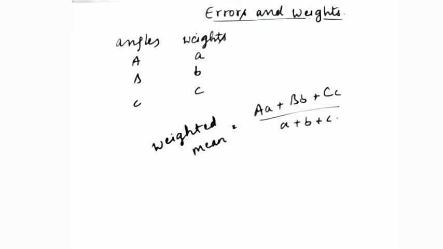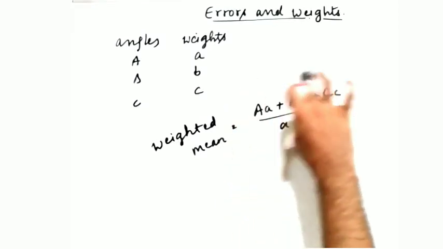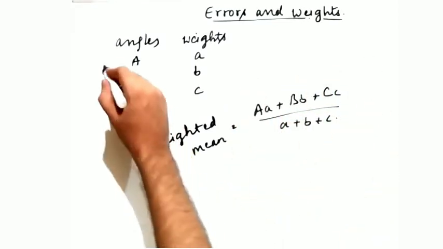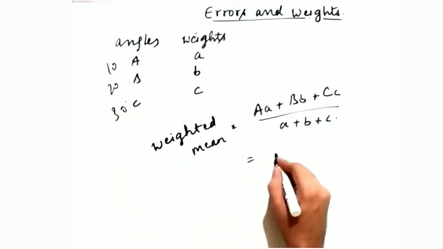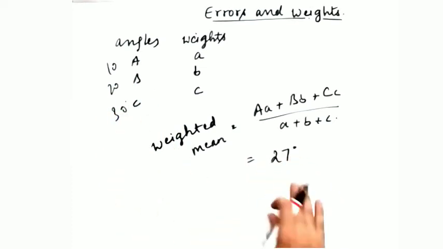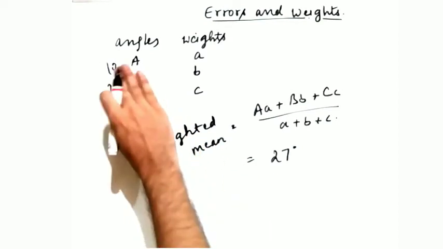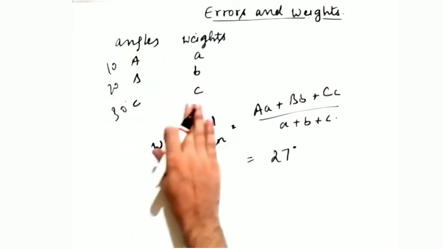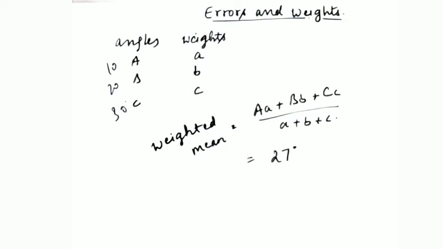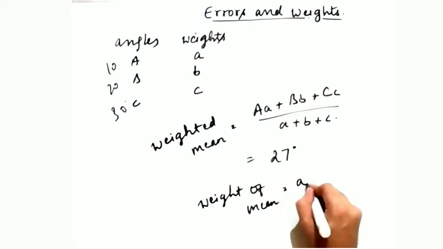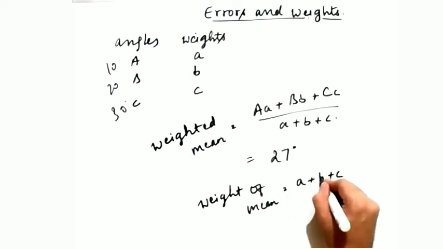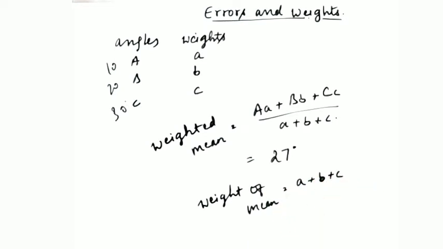And what will be the total weight of the mean? This mean will be a quantity. Suppose अगर ये 10 डिग्री होता, ये 20 डिग्री होता, ये 30 डिग्री होता, तो आपका weighted mean सपोज कीजिए 27 डिग्री आता, तो इसका भी तो कुछ वेट होना चाहिए. लाइक 10 का वेट था a, 20 का वेट था b, 30 का वेट था c. इसका भी कुछ वेट होना चाहिए. So what will be the weight of this mean? The weight of this mean will be equal to the total weight of all the quantities. So this will be the weight of this mean.